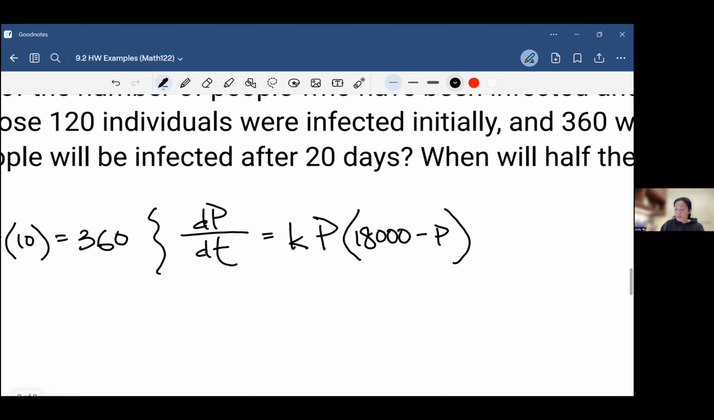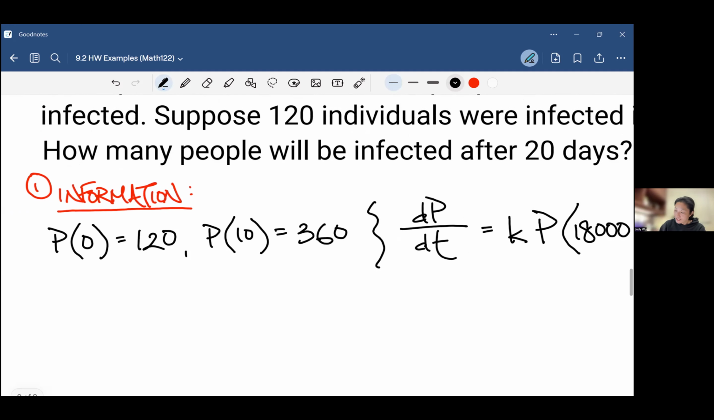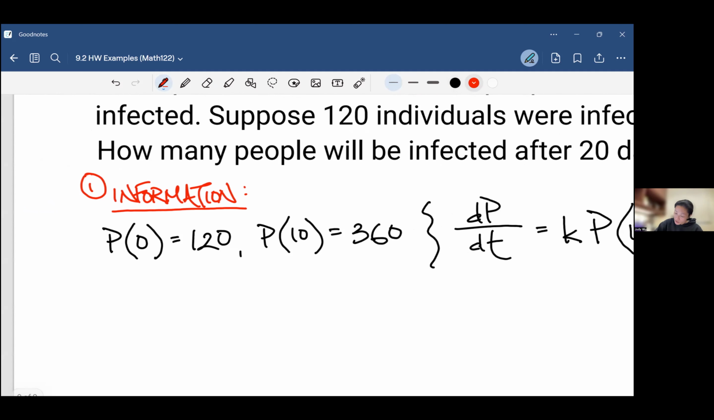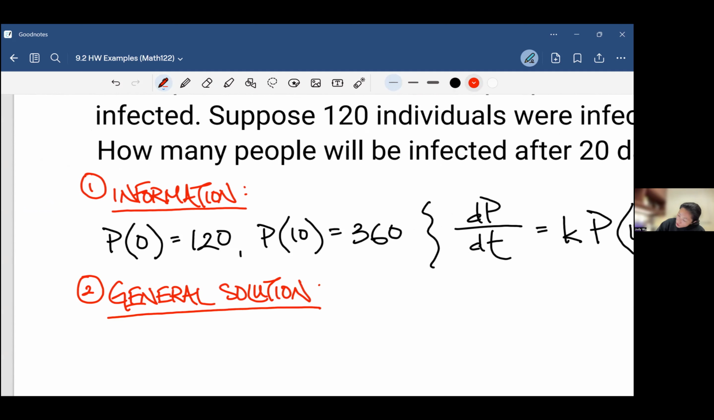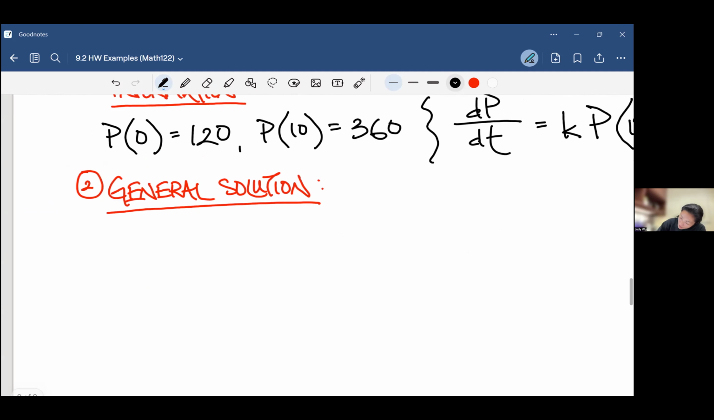All right, so here is our differential equation, and here are our initial conditions. And so let's go ahead and start off by finding the general solution. Okay, we're not going to find the particular one yet. We'll find our general one first, and then we'll use our initial conditions to find the particular solution. Okay. All right, so let me copy that equation down again. dP/dt equals k times P times 18,000 minus P.